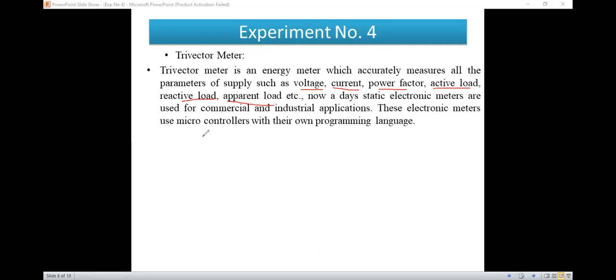So what is the supply voltage, what is the supply current, then the power factor on the supply side, then the active load on that equipment, then the reactive load, or it may be the apparent load. That means active power, reactive power, and apparent power. So all these types of measurement can be done using a tri-vector meter.